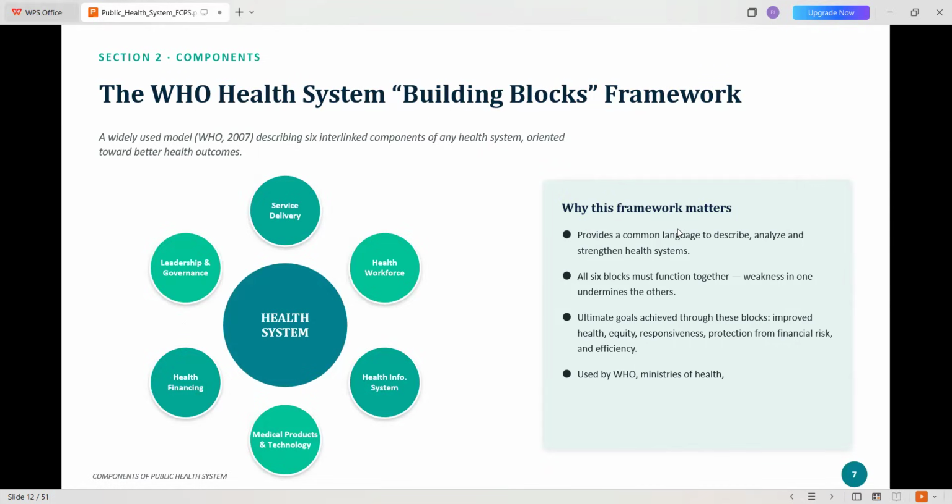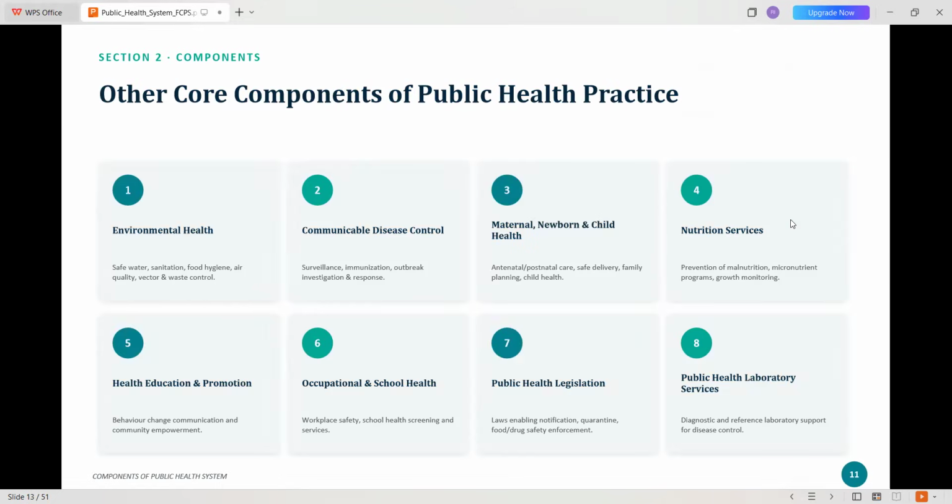So why does this framework matter? It provides a common language to describe, analyze, and strengthen the health system. All six building blocks must function together. Weakness in one undermines the others. The ultimate goal is to achieve these blocks to improve health, equity, responsiveness, protection from financial risk, and efficiency. So it is used by WHO and the health ministries.